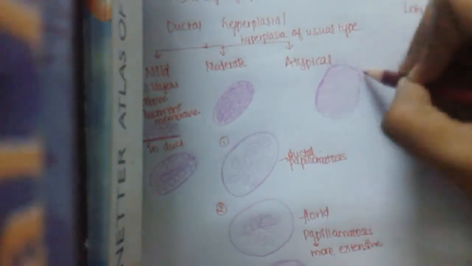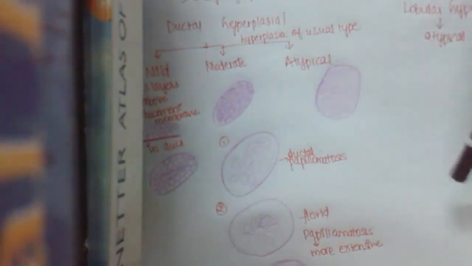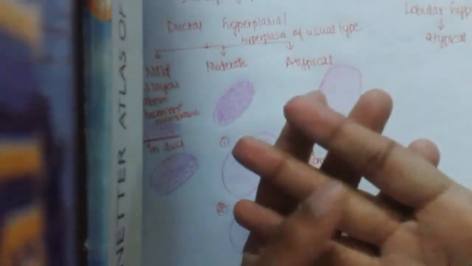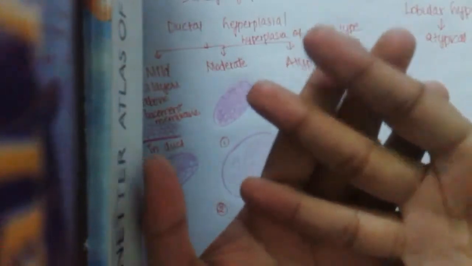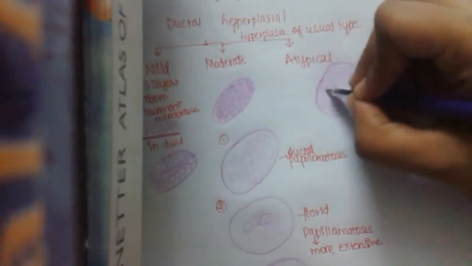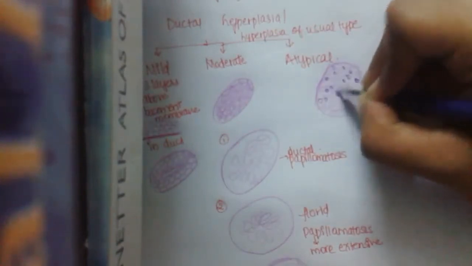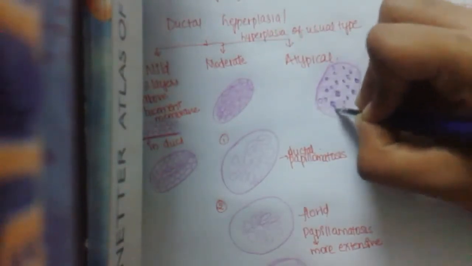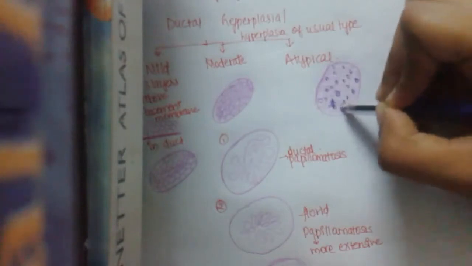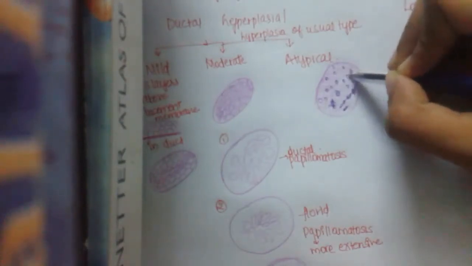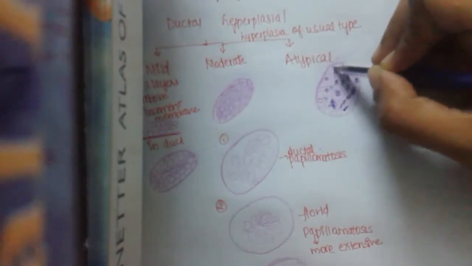There is some cribriform pattern, that is, cribriform is something like small holes. It will be something like this. So these are the holes. This is the cribriform pattern. All these cells would fill up completely with a cribriform pattern, and the nuclei are atypical. The individual cells are uniform in shape, but the nuclei are elongated. You can see the elongated nuclei clearly.